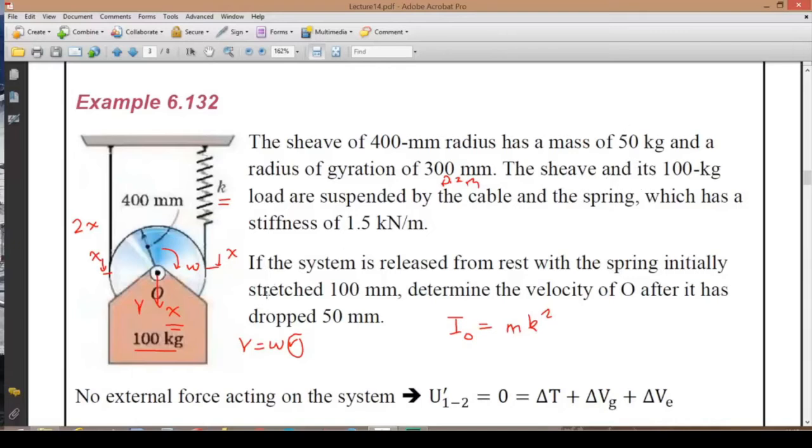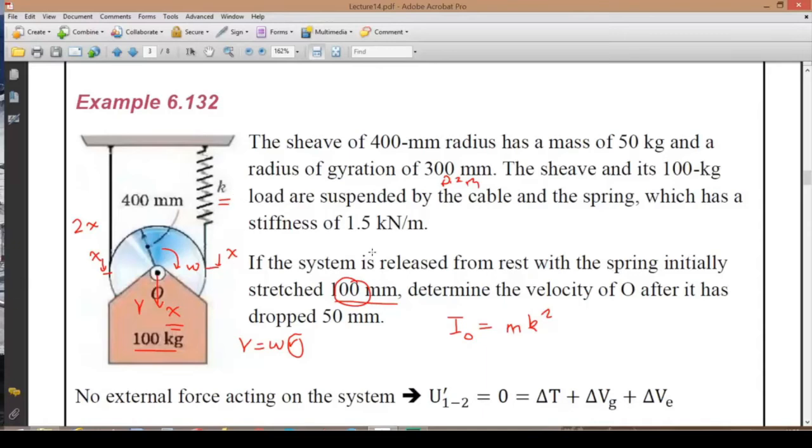Then there is this 100 kilogram load, and they are suspended by cable and spring, and the stiffness of the spring is 1.5 kilonewtons per meter. Initially, when this system is hung on this cable and the spring, the system is released from rest, and the spring is initially stretched 100 millimeters due to the total weight. Then we are asked to determine the velocity of O after it has dropped 50 more millimeters. O is moved 50 millimeters.